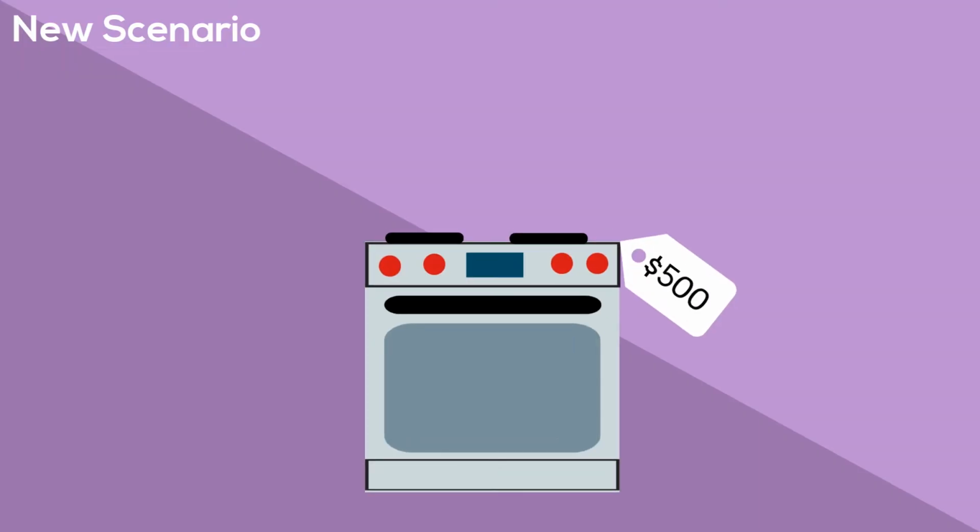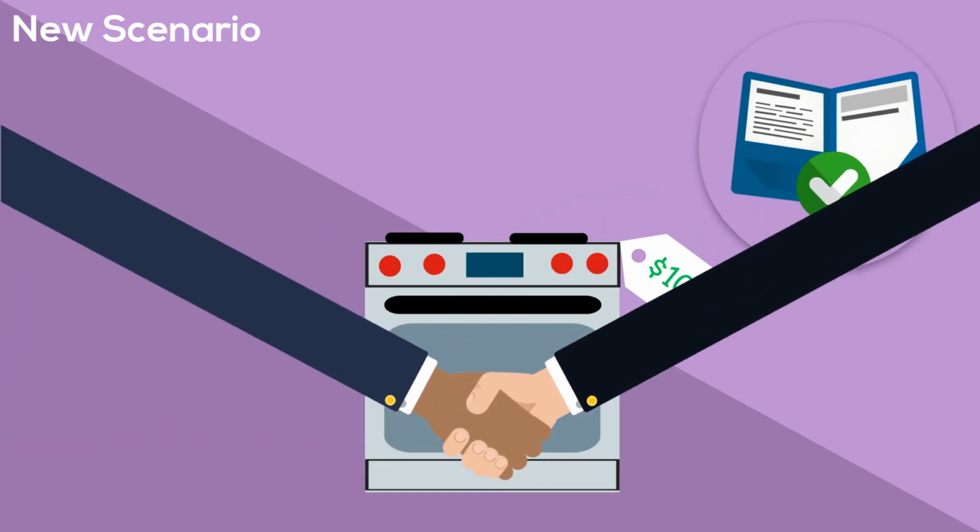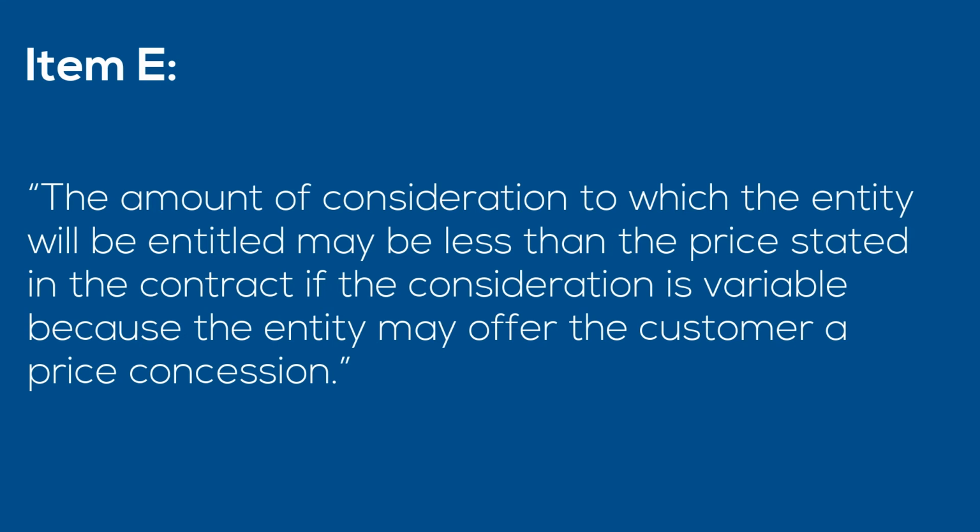Well, you just threw a curveball. Although the stated price is $500 for each oven, we have agreed upon a price of $100 for each oven. And since I feel comfortable that you can pay that amount of consideration, we probably do have a contract at this point. Recall, item E indicates the amount of consideration to which the entity will be entitled may be less than the price stated in the contract if the consideration is variable because the entity may offer the customer a price concession.